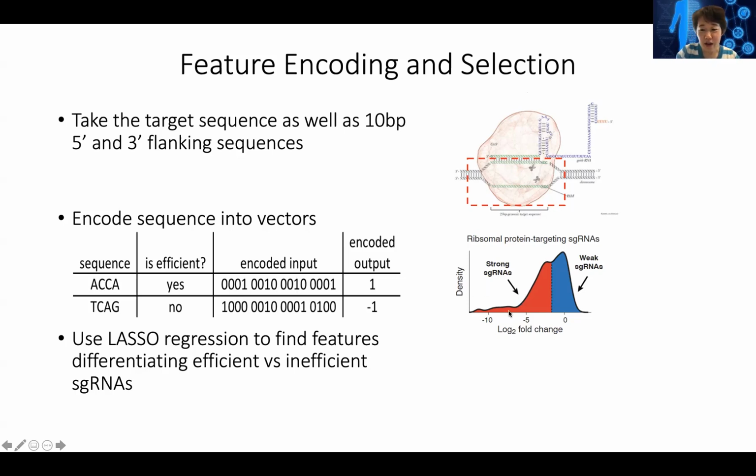Those guides that target an essential gene and give you a negative fold change, you call them working, efficient ones, and we give them a code of 1. But those that target an essential gene but don't give you the desired phenotype, you say, okay, these are not working, it's -1, or you can make it 0. And you can develop machine learning algorithms to see what's the difference between those working ones and not working ones in terms of sequence.